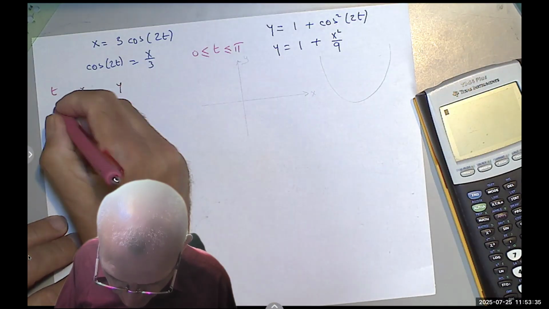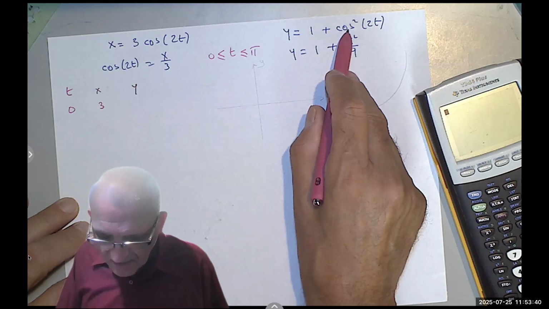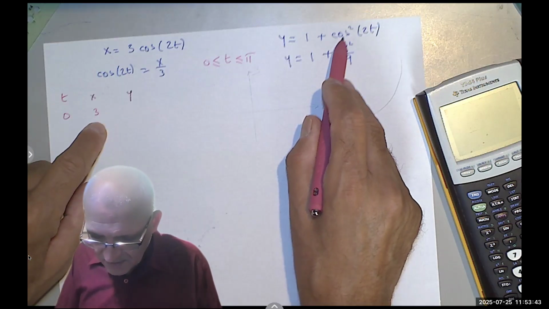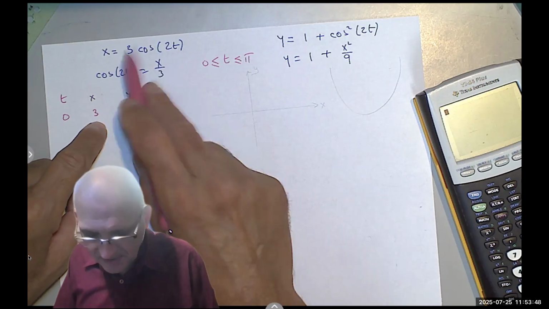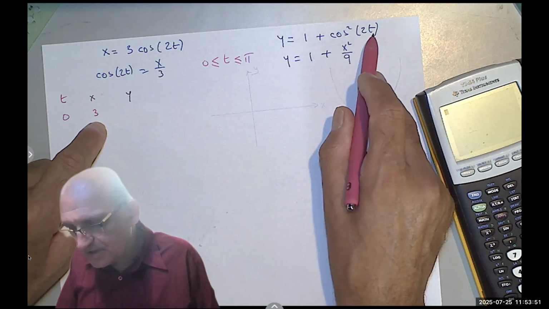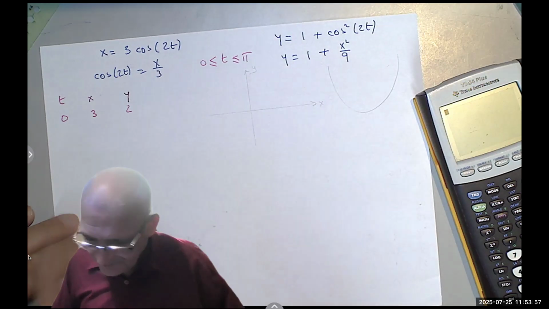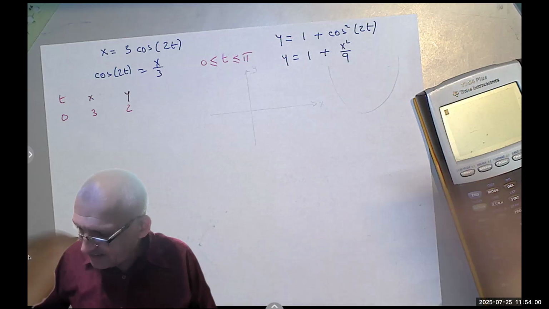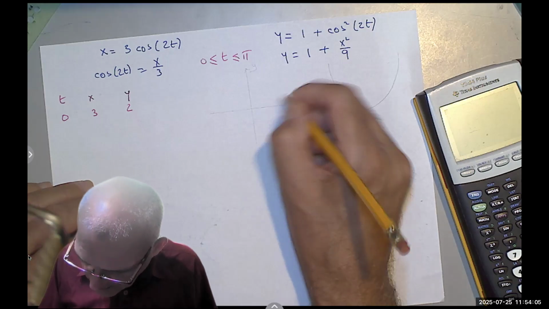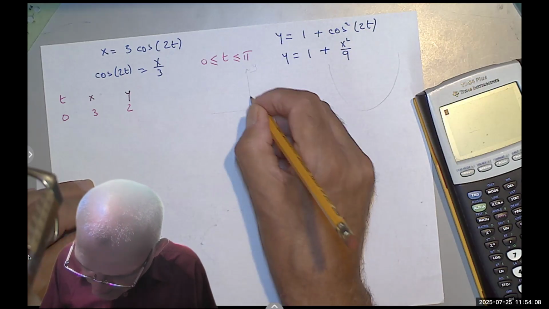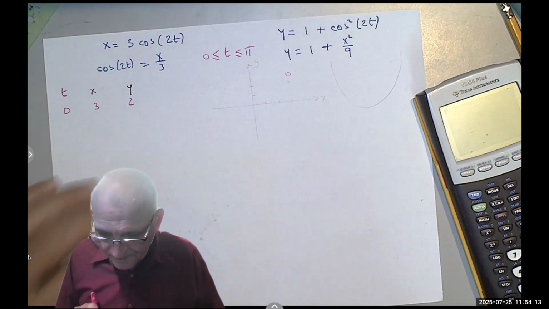So when t is 0, cosine 0 is 1 times 3 is 3. I'm sorry, I said cosine is 1. Cosine 0 is 1 times 3 is 3. Cosine 0 is 1. Square is also 1, plus 1 is 2. So I start at 3 and 2. And here t is 0.